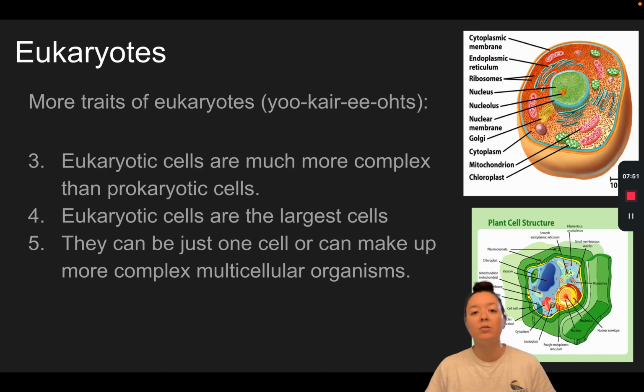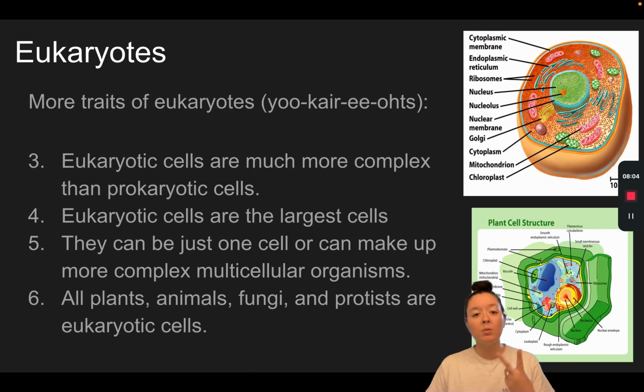Eukaryotes can be just one cell, or they can make up a much more complex multicellular organism, like us. We have so many cells going on, and they're all eukaryotic. All plants, animals, fungi, and protists are eukaryotic cells. So basically everything else, except for bacteria, there's always going to be exceptions, but as a general statement, most things that are alive are going to be eukaryotes.